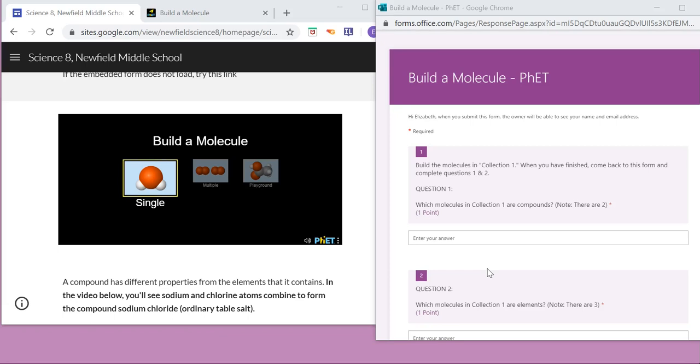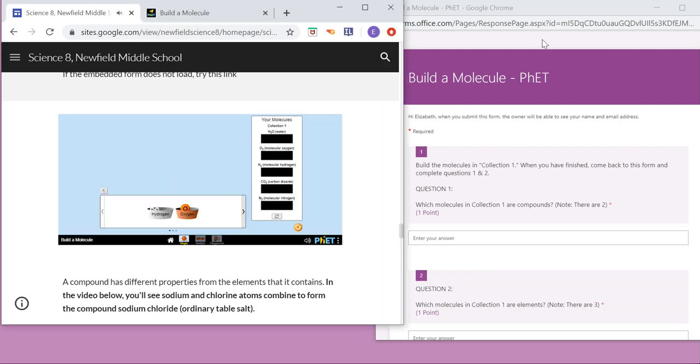In this activity, you will follow the instructions to build different types of molecules and identify compounds and elements. To begin, select Single and look at the form. Question 1 says, build the molecules in collection 1. When you have finished, come back to this form and complete questions 1 and 2. I will show you an example using collection 3.